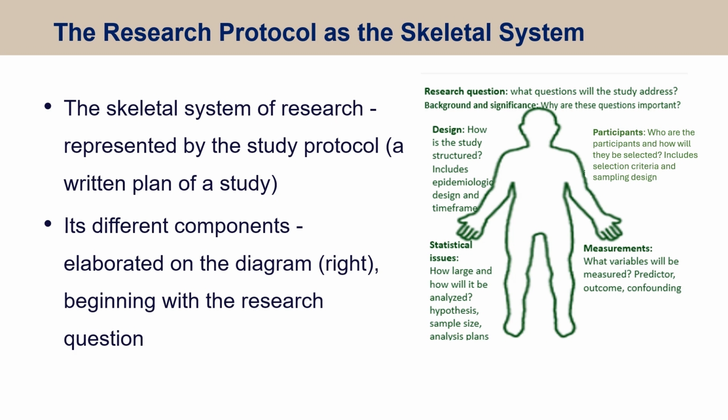And then you have the measurements. What variables should be measured, what are the predictor variables that you had in mind when you designed this study, what are the outcome variables, are there any potential confounders that you have to deal with in your study design. So this forms the skeletal system, which is a study protocol, also known as a written plan of a study. Once you have this picture in your mind, then you can proceed and further define your research and become more concrete in your plan.